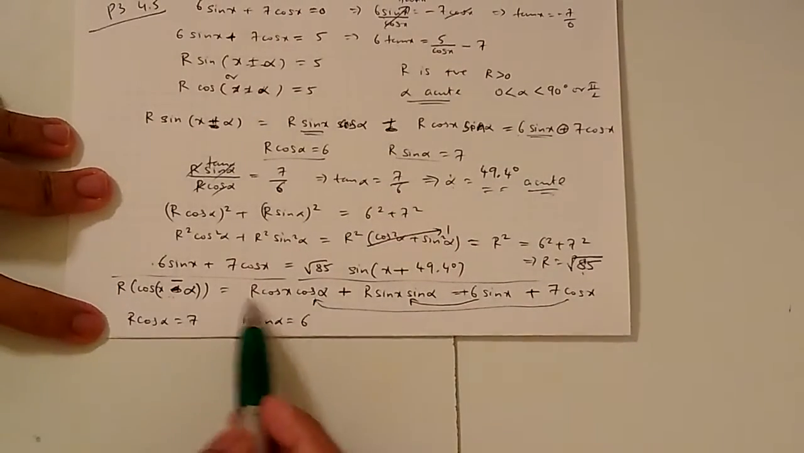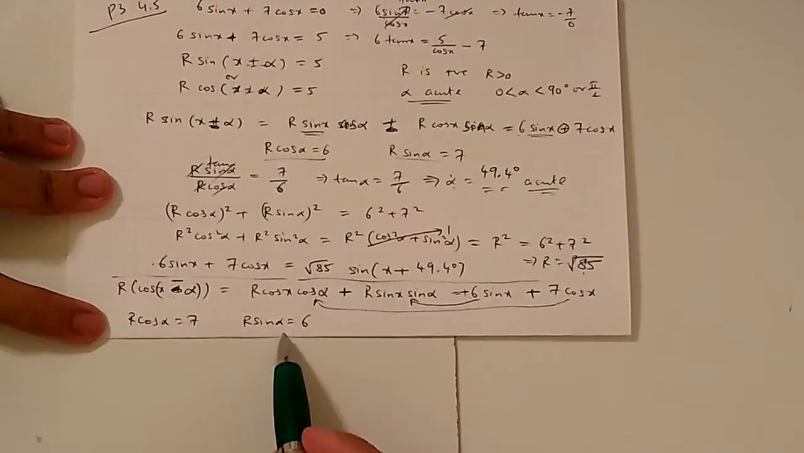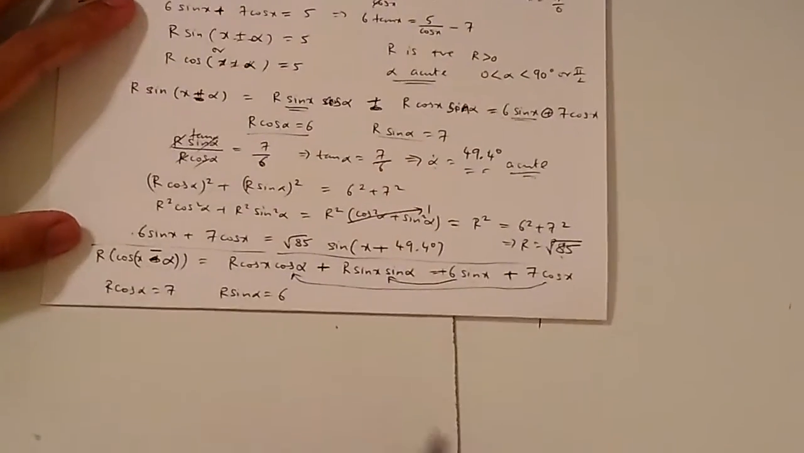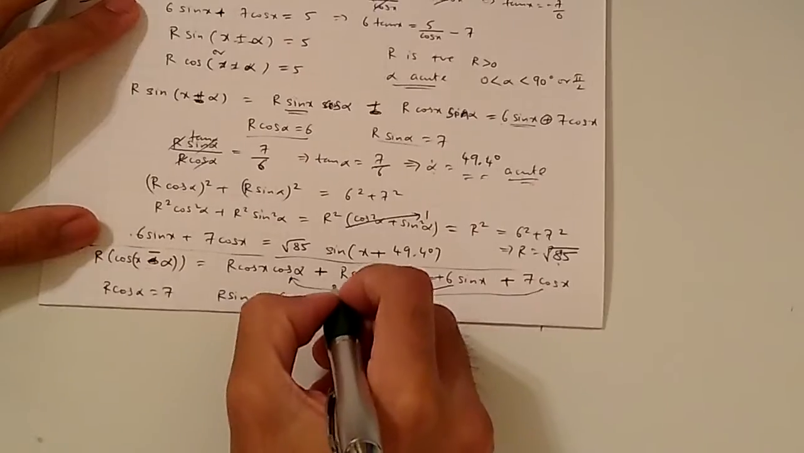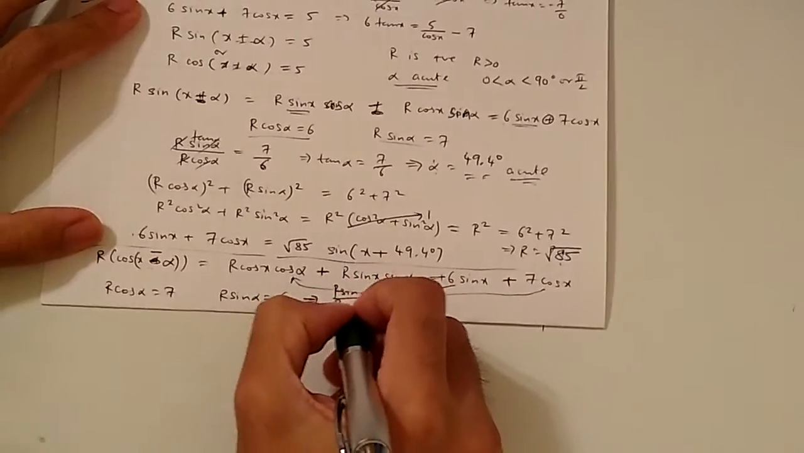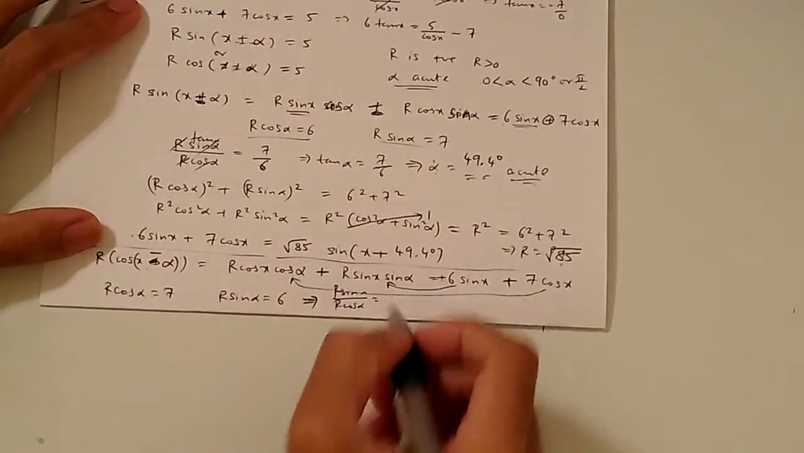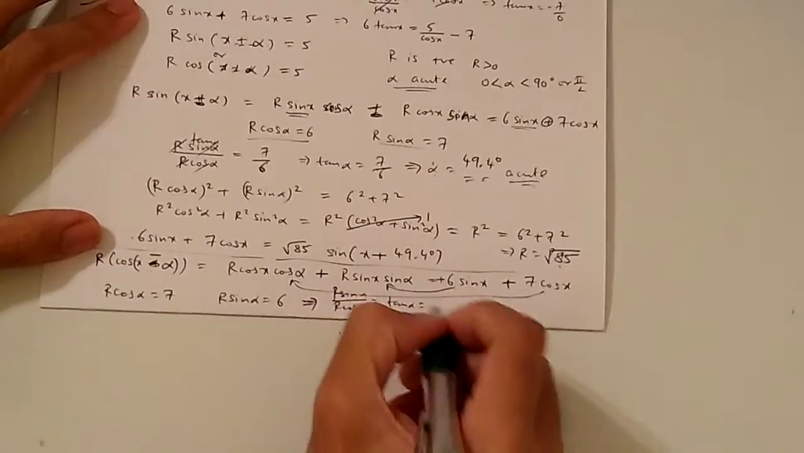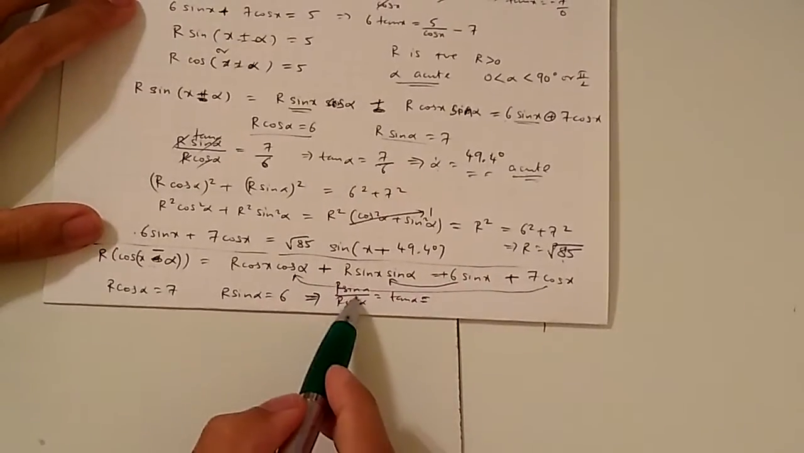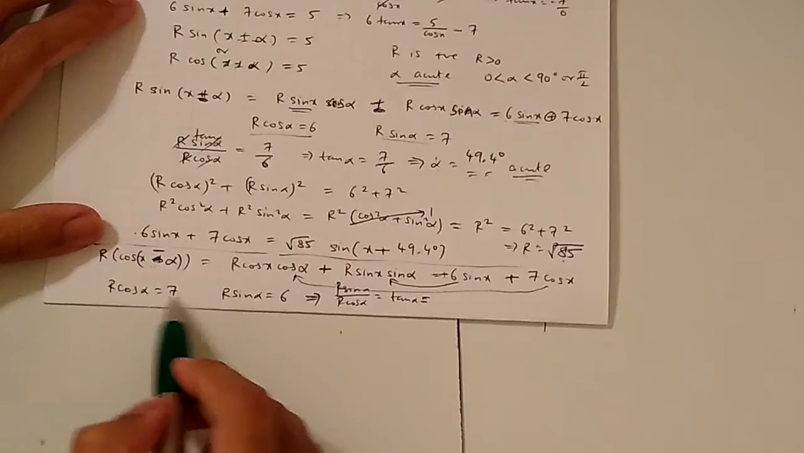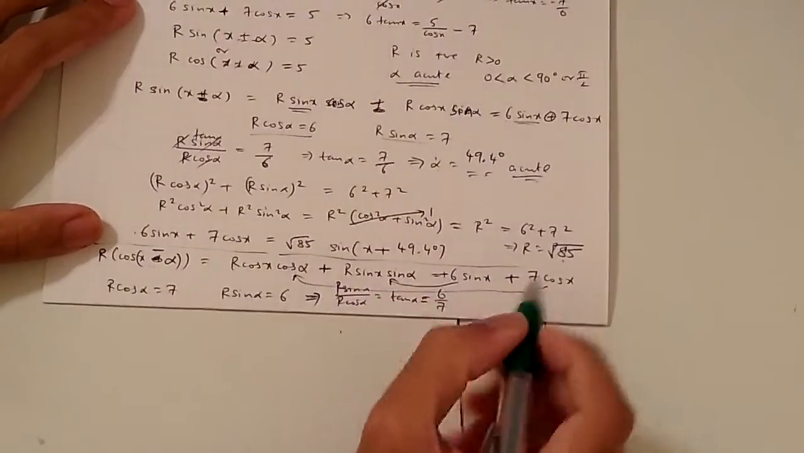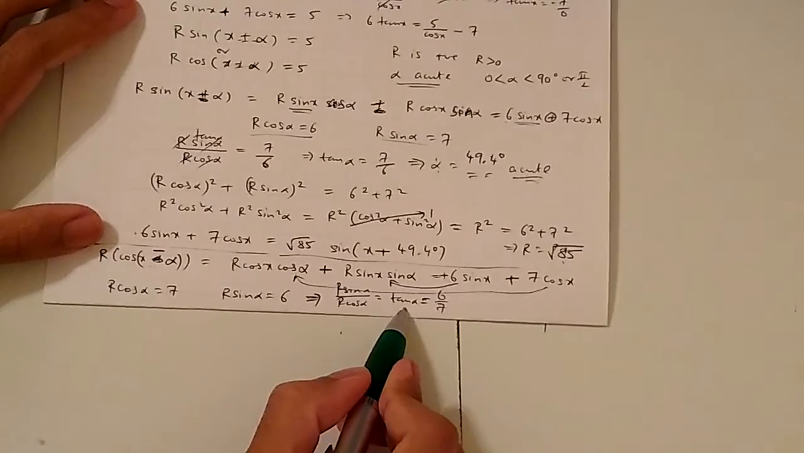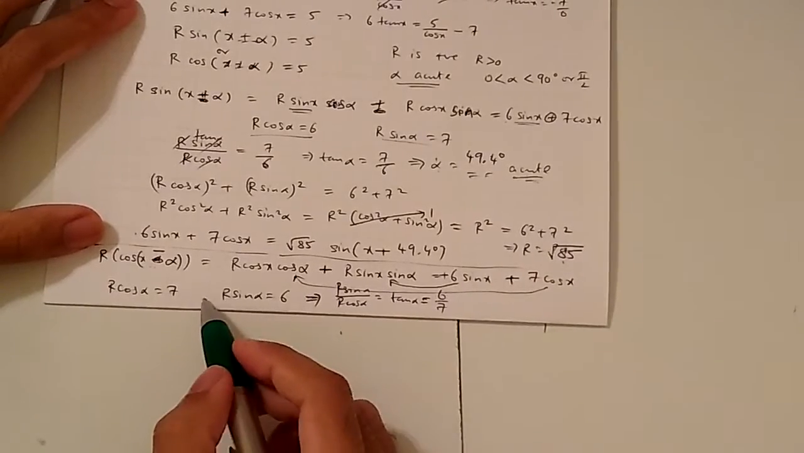Now if you use that, r cos alpha is equal to 7, r sin alpha is equal to 6. And same thing again, r sin alpha by r cos alpha, which is equal to tan alpha, is equal to 6 by 7. This time tan alpha is 6 by 7. From there you can find out what alpha is.